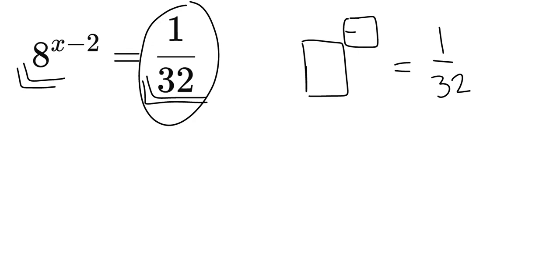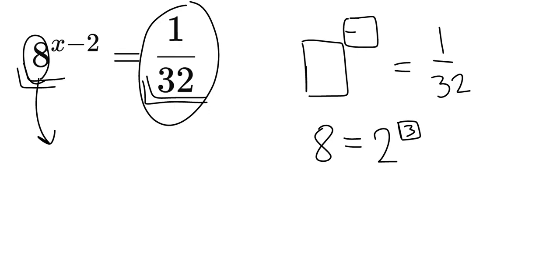What do we mean by the same base? Can I write 8 as 2 to the power of something? How many times do we multiply 2 by itself? Oh, 2 times 2 times 2. So 2 to the power of 3. Now, let me replace 8 by 2 to the power of 3. Oh, do not forget to copy the exponent. The exponent was x minus 2.